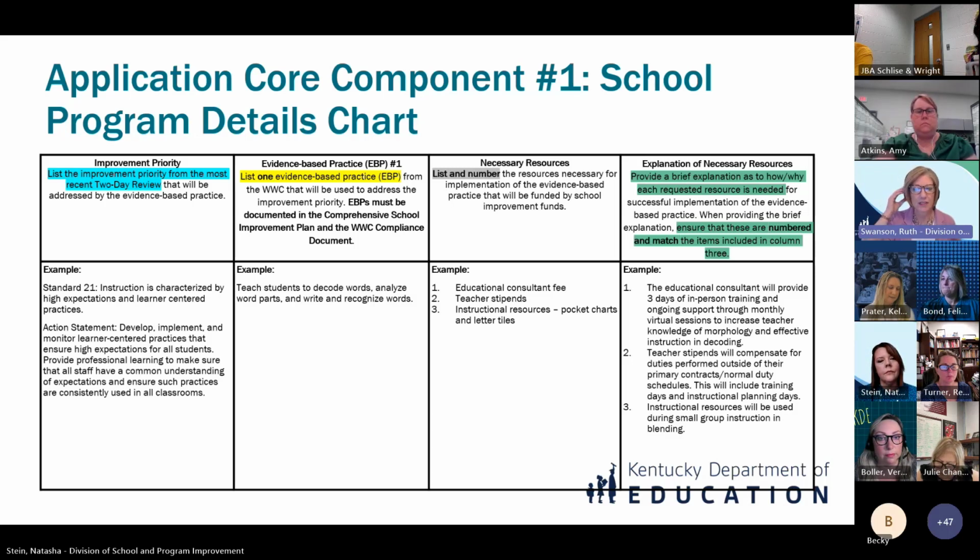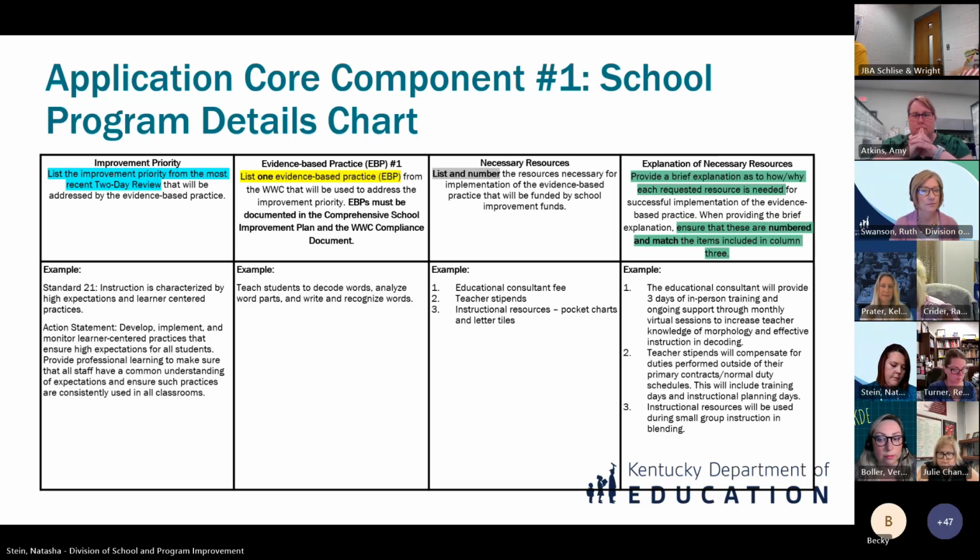So then the last column is where you're asked to explain how or why each of those resources are needed. In our example, it's stated that the educational consultant will provide 3 days of in-person training and ongoing support through virtual sessions. The reason why this school needs to have this is to increase teacher knowledge of morphology and effective instruction in decoding. So that makes it very clear the purpose of that educational consultant. They've gone on to explain that teacher stipends are going to compensate the duties performed outside of the primary contract or the normal duty schedule. They mentioned that this will include both training days, and they're going to provide some stipends also for instructional planning days throughout the year. And then the last part mentions that the instructional resources are really needed to provide that instruction during small group instruction in decoding.